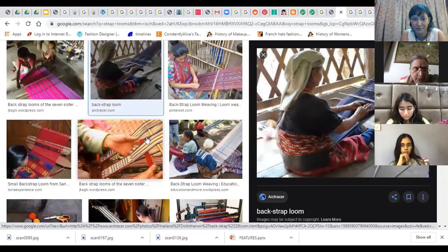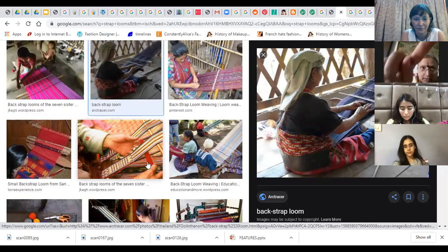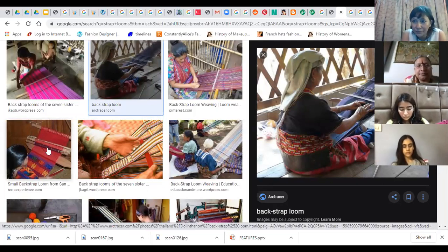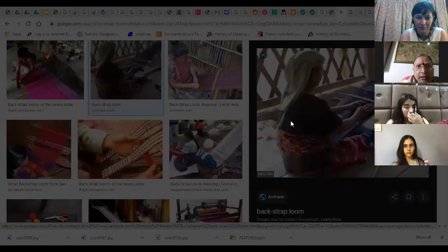Say, for example, the lady with the hair, can you see the strap at the back? Yes, ma'am. The warp is attached to her waist. And the other end of the warp is attached to the jali that is there. Can you see that? Ma'am, I didn't understand why it's attached to her waist. I didn't understand what the purpose of that is.